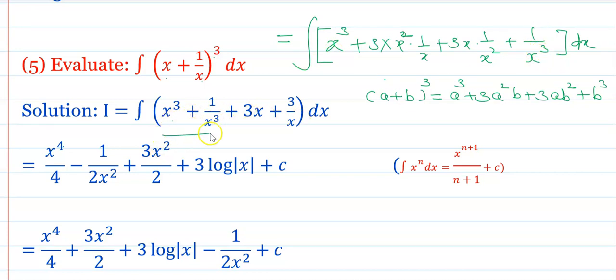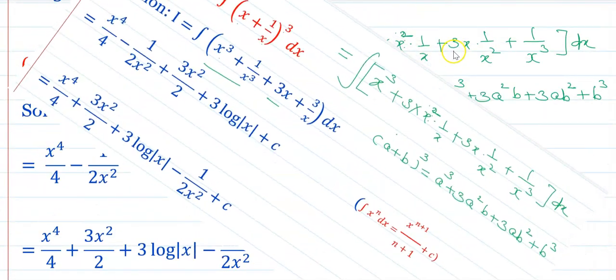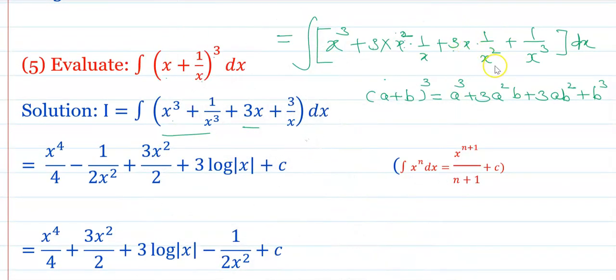We have kept both of these as they are. What about here? X square upon x is x. Therefore 3 into x, you are getting 3x. 3x upon 1 upon x square, x get cancelled. You are getting 3 upon x dx. Okay. Now find out the integral. X raised to 3 is integral x raised to 4 upon 4. What about the integral of 1 upon x cube? 1 upon x cube is integral.